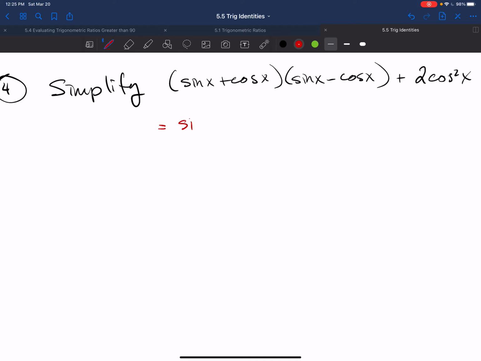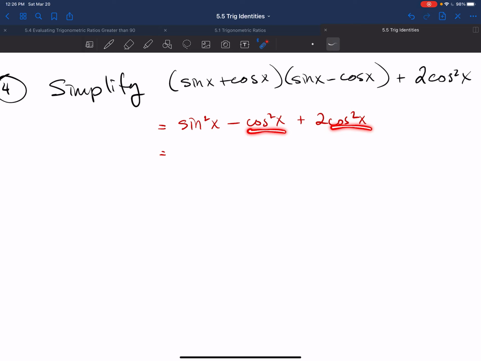So it would be sine squared x minus cos squared x. And then I didn't touch the 2 cos squared x at the back there. So we multiplied it out. Now, just like if I'm adding x squared plus 2x squared or whatever, I can take like terms and add and subtract them.